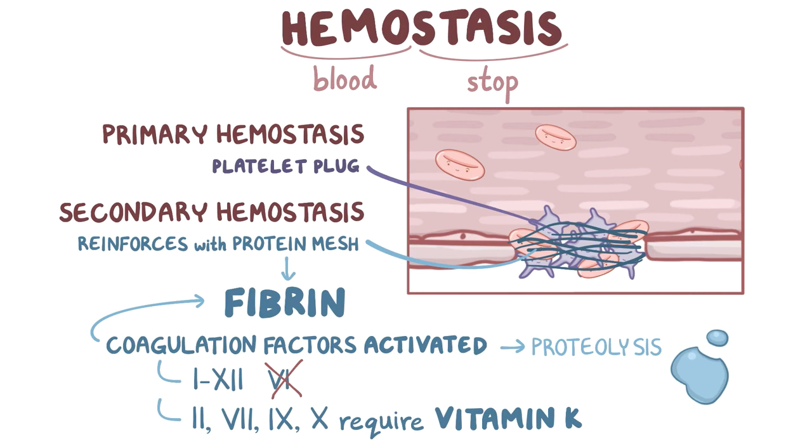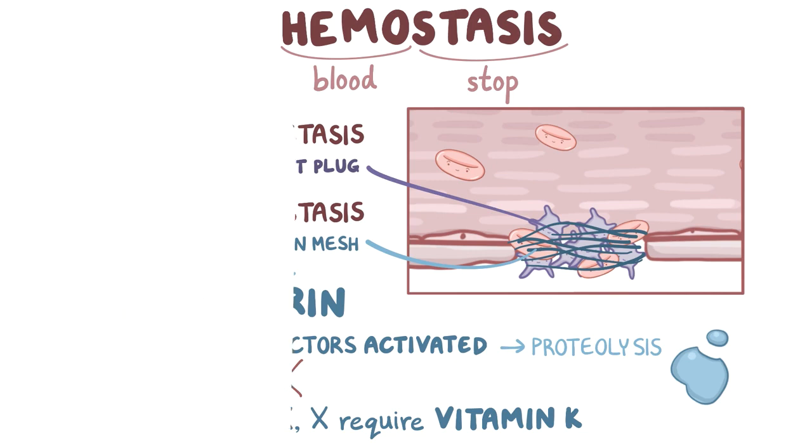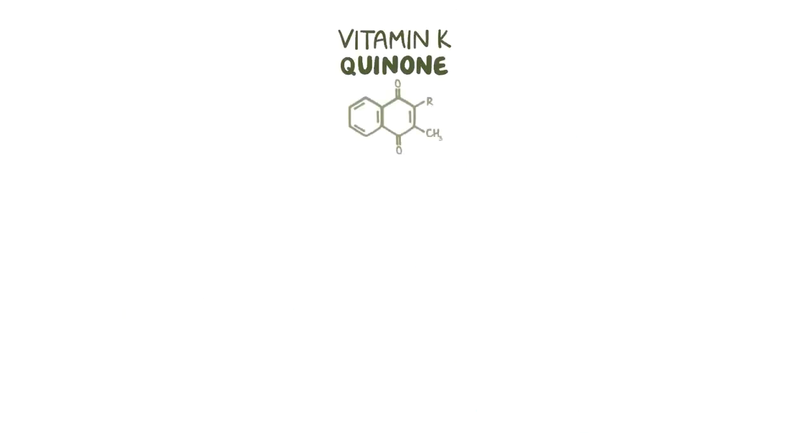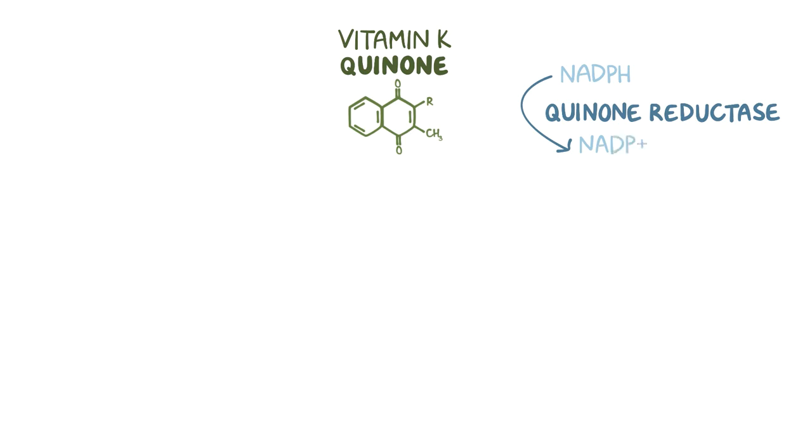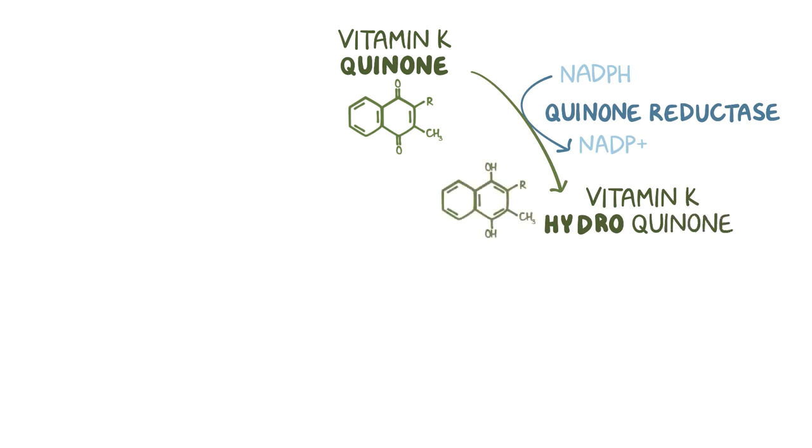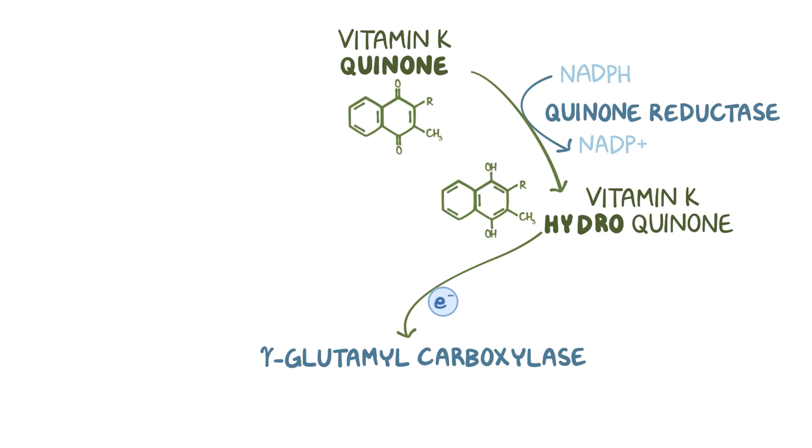Now, when vitamin K is mobilized from fat cells or the digestive tract to the liver, it's in its dietary form, and it's called vitamin K quinone. An enzyme called quinone reductase takes electrons from NADPH and donates them to vitamin K quinone, converting it into the reduced form, which is called vitamin K hydroquinone. Then, vitamin K hydroquinone acts as a cofactor by donating its electrons to an enzyme called gamma-glutamyl carboxylase, which converts the non-functional forms of coagulation factors 2, 7, 9, and 10 into their functional forms.